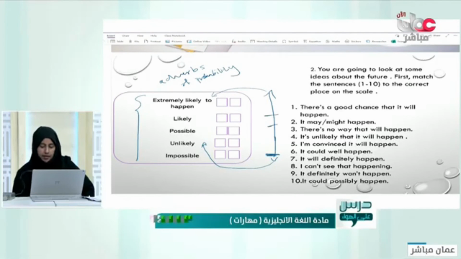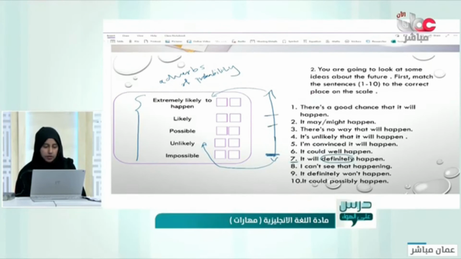I can't see that happening. It definitely won't happen. It could possibly happen. Okay, so extremely likely. Yes, I hear that all of you said 7. Excellent, number 7. What else?